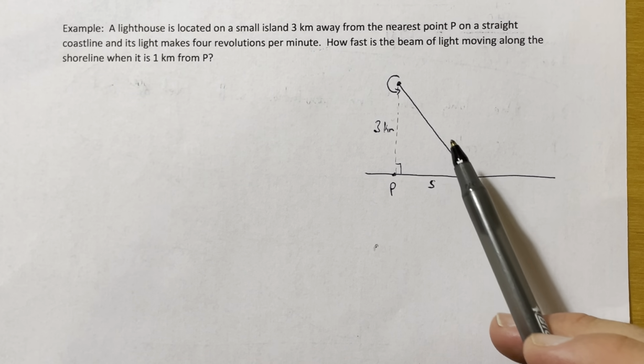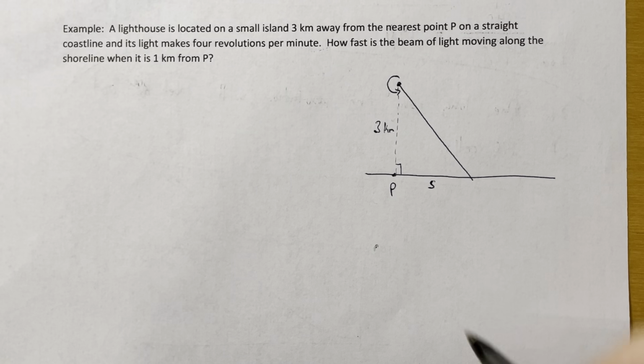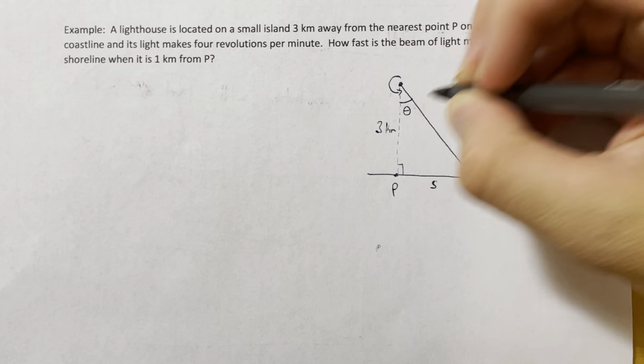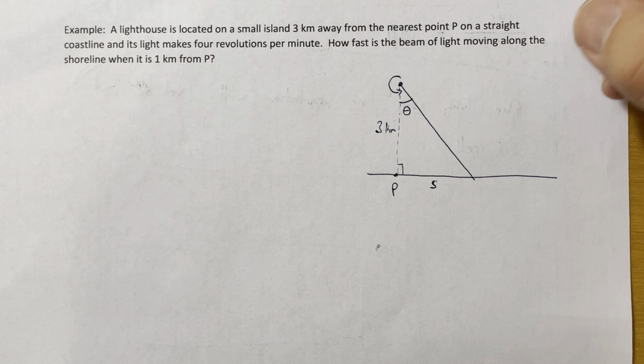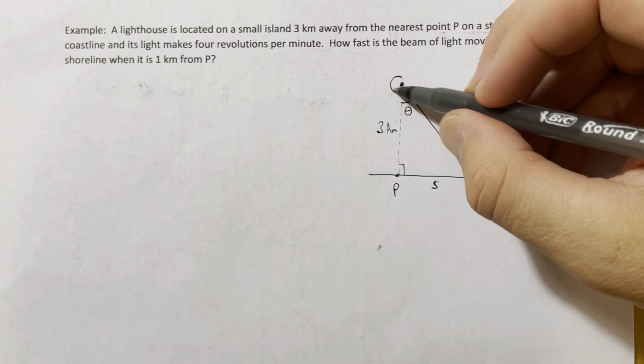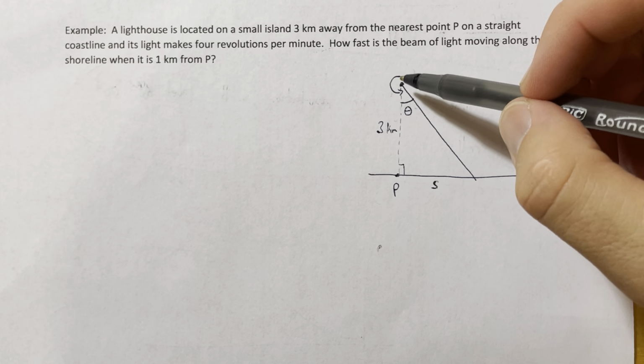So it looks like we're building another right triangle that we're going to have to use somehow. Now, another thing that's going to be relevant is the angle up here, theta. So as this lighthouse rotates, we're told that it makes 4 full revolutions per minute.